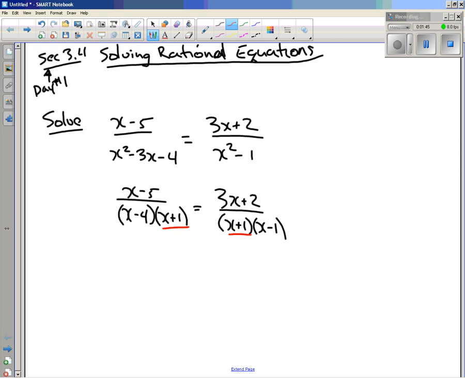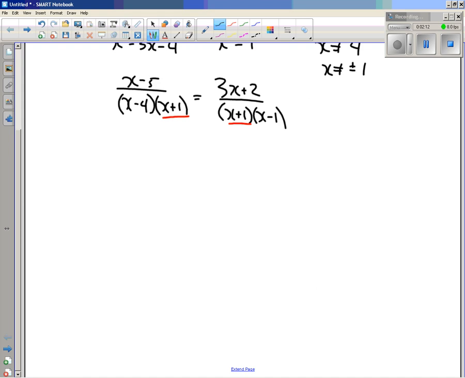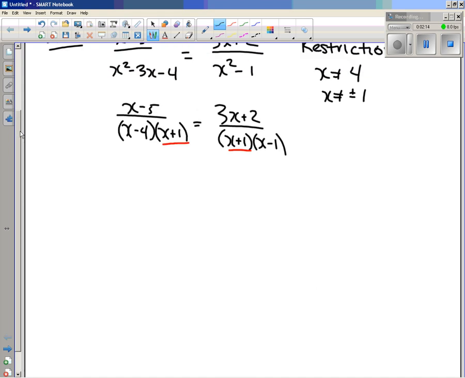Before we even go any further, what are our restrictions? Okay, so we have x cannot equal 4, x cannot equal plus or minus 1. It's always good when you have unknowns in your denominator to write out the restrictions. It's a good habit to get into. Okay, so looking at our equation, how are we going to solve this? What could be our first step in solving this equation?